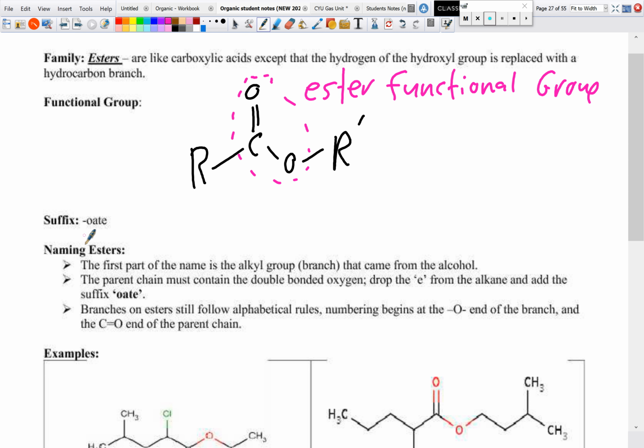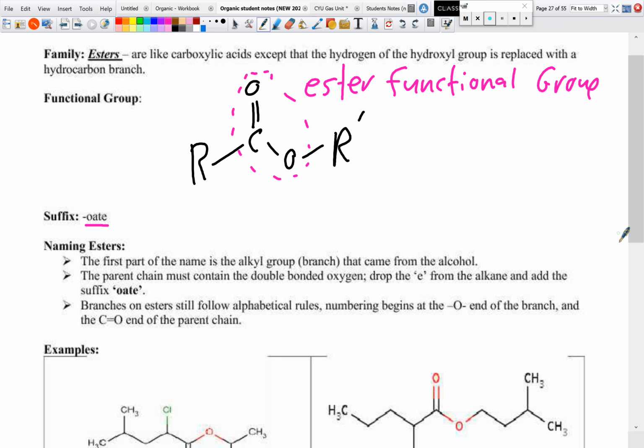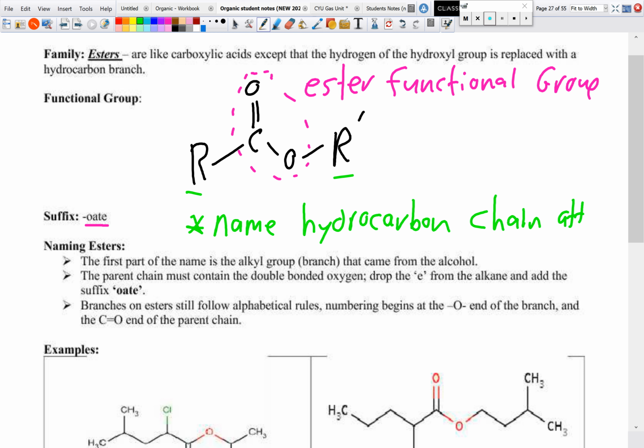All right, and the suffix for our esters, you're going to know that you have an ester just from the name because you're going to see the oate at the end. Now, the reason that these are just a little more difficult for naming is because we have two different hydrocarbon branches right here. So we will have to name the hydrocarbon chain attached to the oxygen first, and that is considered a branch.